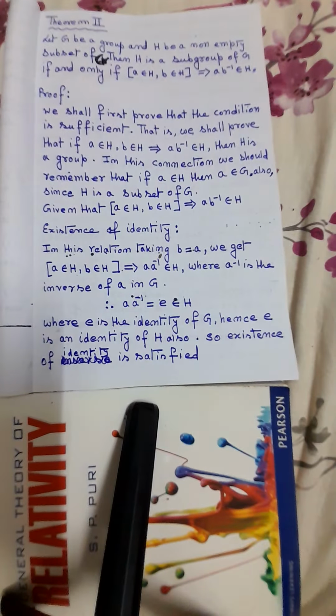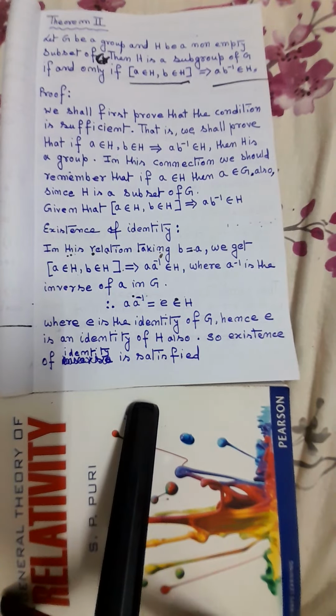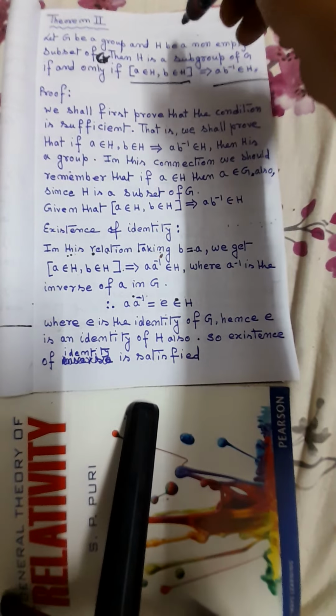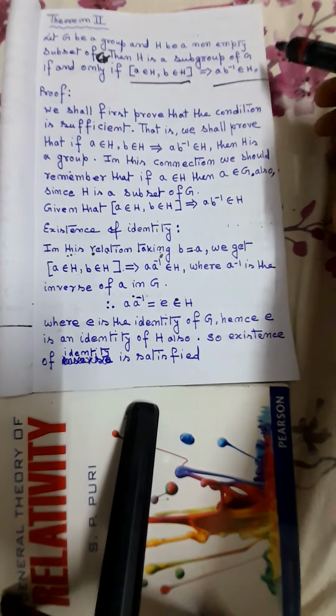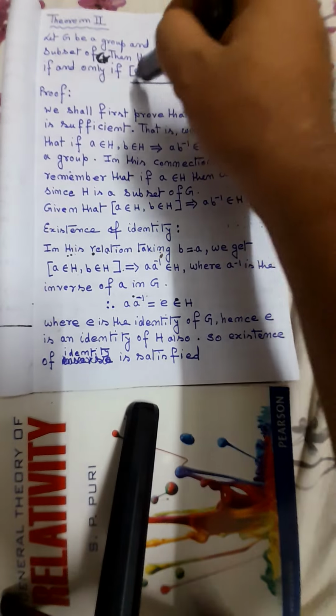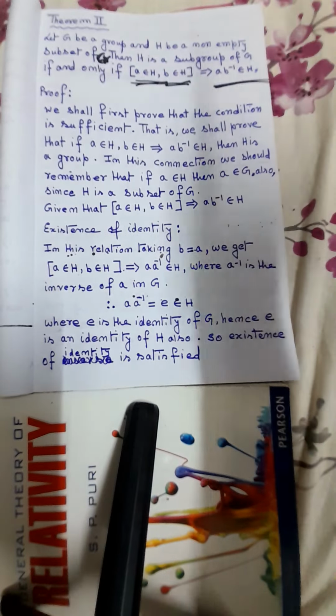Then H is a subgroup of G if and only if a belongs to H, b belongs to H implies ab inverse belongs to H. This is a very important theorem. It often comes in the form of a question in the university examination. So what is the theorem? Let G be a group and H be a non-empty subset of G. Then H is a subgroup of G if and only if a belongs to H, b belongs to H, ab inverse belongs to H.